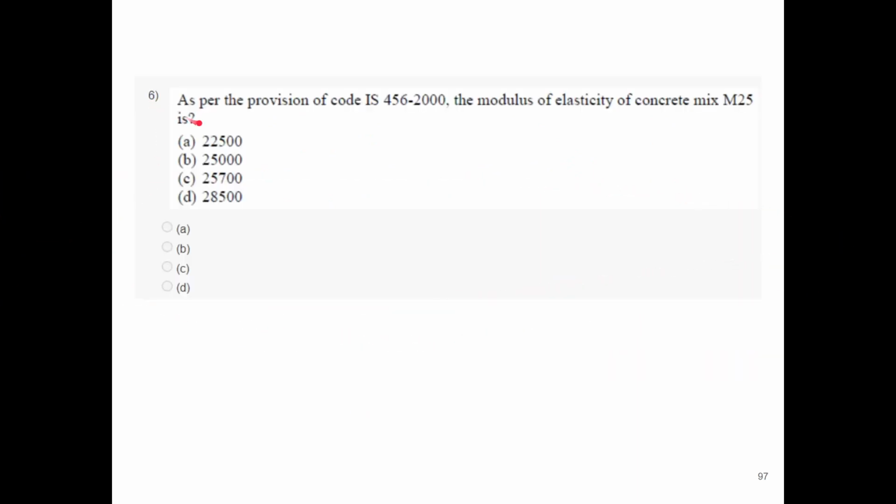Sixth question: as per the provision of code IS456-2000, the modulus of elasticity of concrete mix M25 is 22,500, 25,000, 25,700 or 28,500. As per the provision of IS456-2000, the modulus of elasticity of concrete is calculated as 5,000 root FCK, where FCK is the value of characteristic compressive strength. Here the characteristic compressive strength is 25 megapascal, so E will be 5,000 root 25. The square root of 25 is 5, and 5,000 into 5 is 25,000. So 25,000 megapascal will be the modulus of elasticity of concrete.